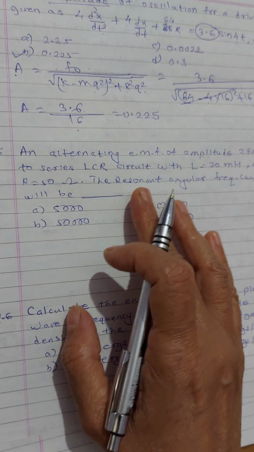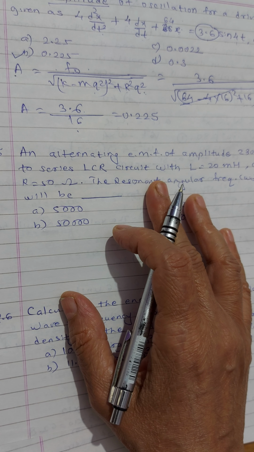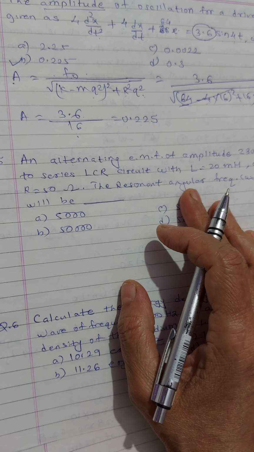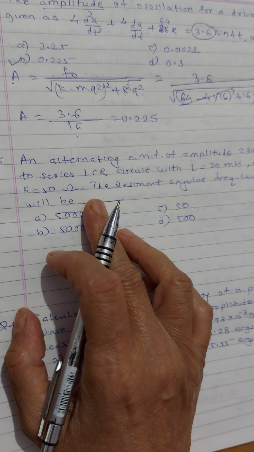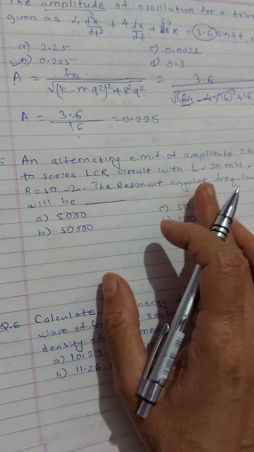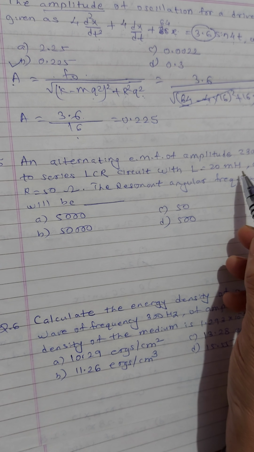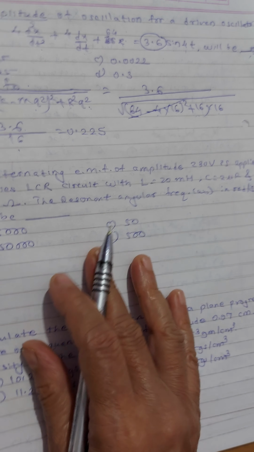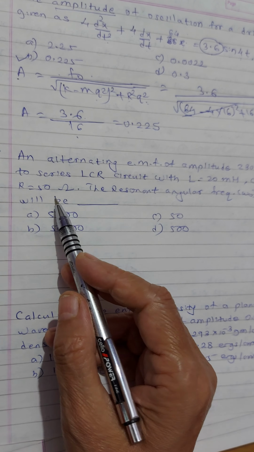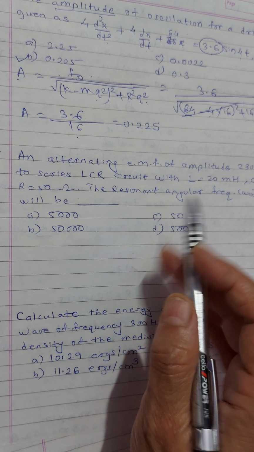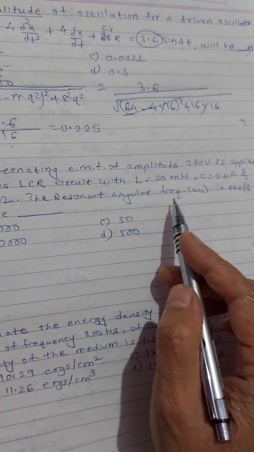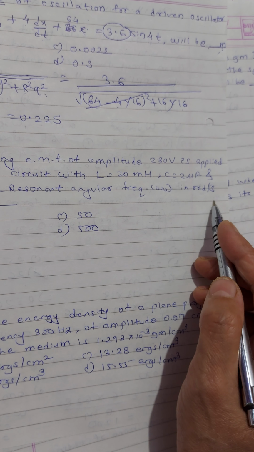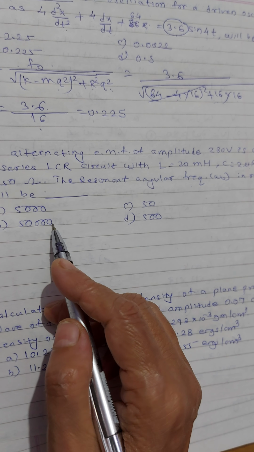An alternating EMF of amplitude 230 volts is applied to a series LCR circuit with L equal to 20 millihenry, C is 2 microfarad and R is 50 ohm. The resonant angular frequency omega 0 in radians per second will be how much? That is the question.